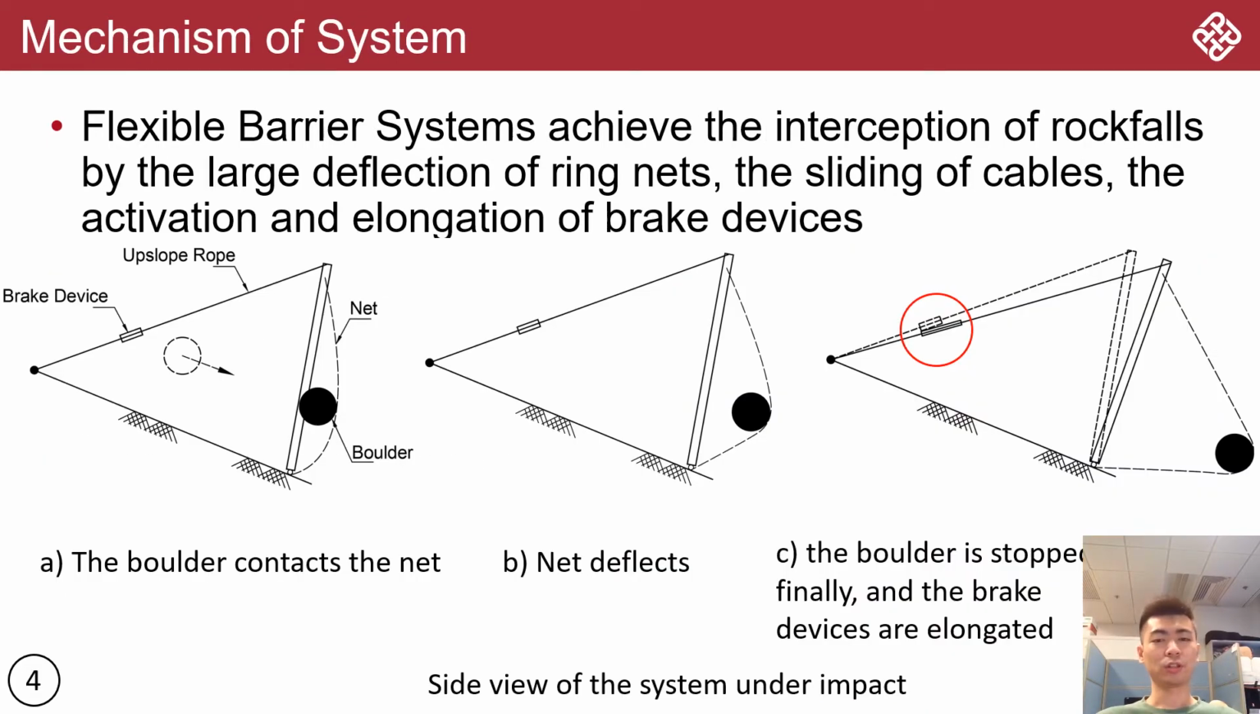These three figures show the process of the system to stop the falling boulders. When the boulder contacts the net, the ring net will deflect along with the boulder. At the same time, the boulder's velocity will be reduced. And finally, the boulder will be stopped, and the brake devices connected in the upslope cables will be elongated. And this elongation will absorb energies and provide us space for the system to deflect.